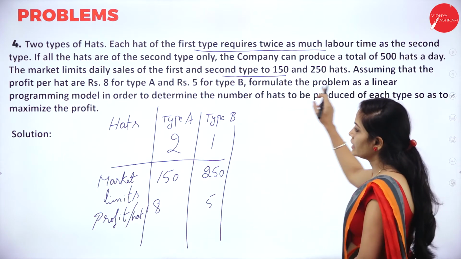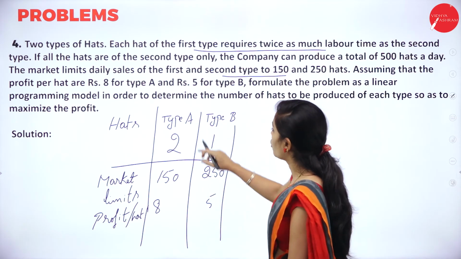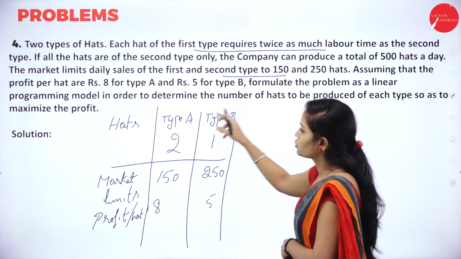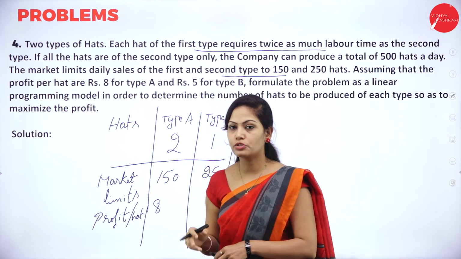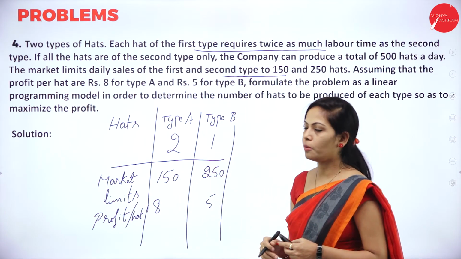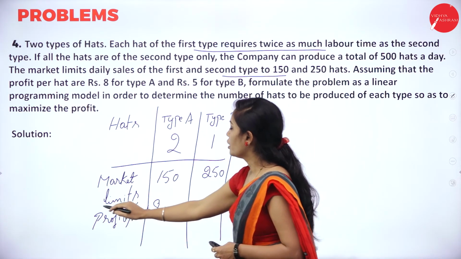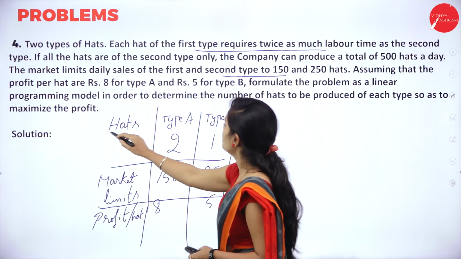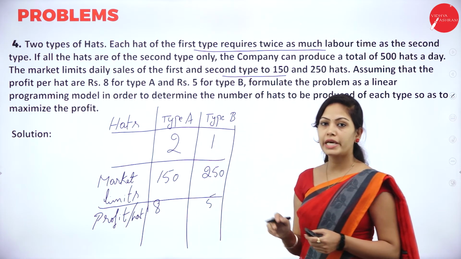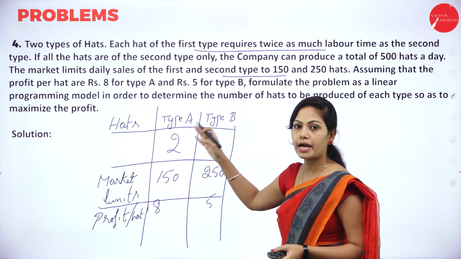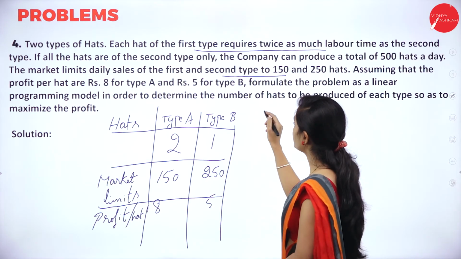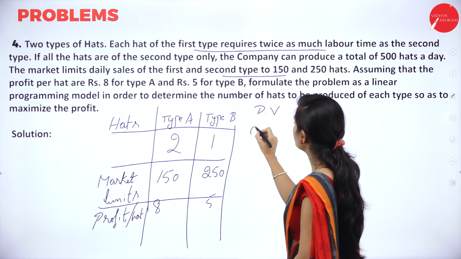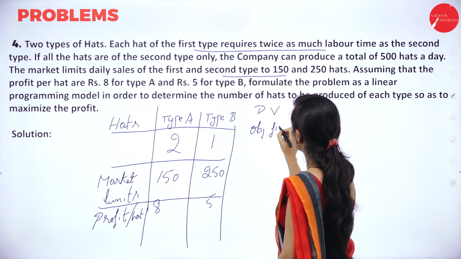Formulate the problem as a linear programming model in order to determine the number of hats to be produced of each type so as to maximize the profit. So it is a maximization problem. Here they have given the profit and market limits also. The company produces two types of hats, type A and type B. So first I will take the decision variables as X and Y, and after that the objective function.